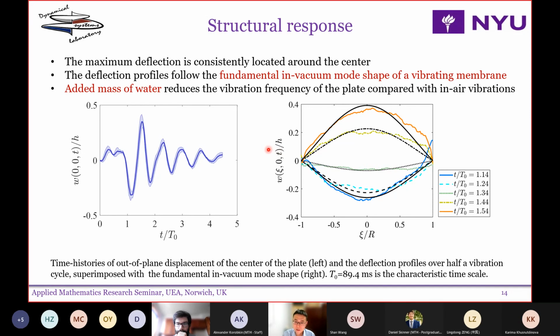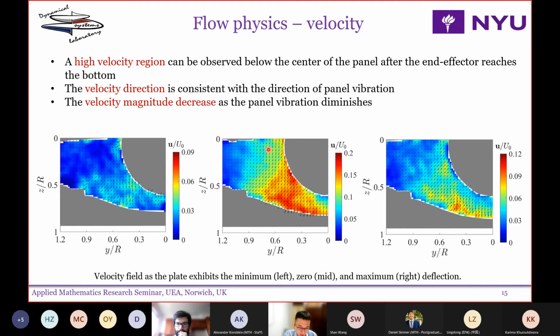So that is the structural response, and our measurement also gives us the flow physics. Here I'm plotting the flow velocity distribution at 3 different moments. On the left, this velocity field corresponds to when the plate has the minimum deflection. In the center is the velocity when the plate has 0 displacement, and on the right is when the plate has the maximum deflection. You can see that as the plate goes from the highest to the lowest point, the flow is going downwards, so their directions match each other over time.